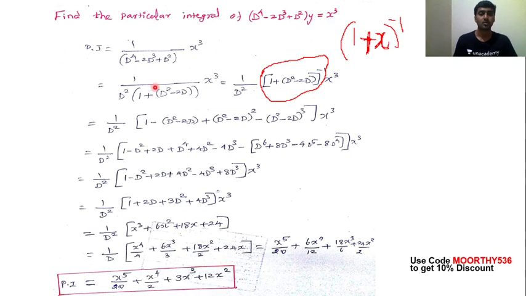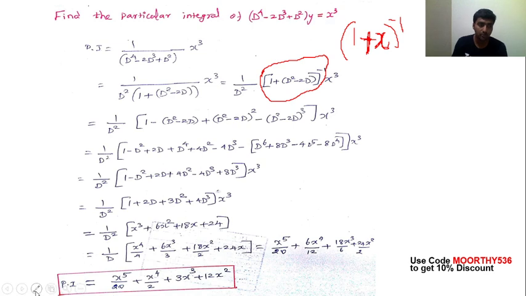Here, expand 1 - D + D square - D cube, and expand this formula. Then 1 minus D square, minus into minus is plus, so plus 2D. Here (a - b) whole square: a square is D power 4, b square is (2D) whole square, 4D square, minus 2ab is 2 into D square into 2D, equal to minus 4D cube.